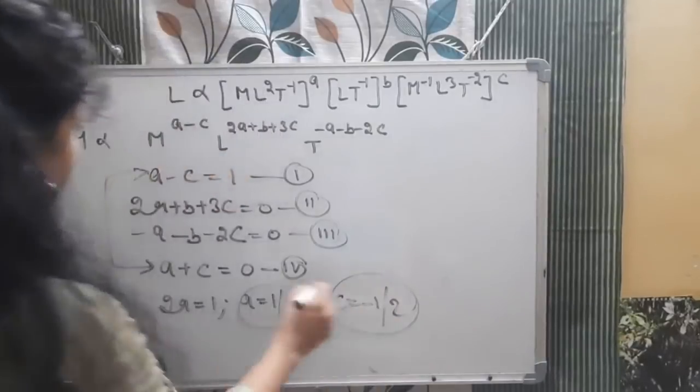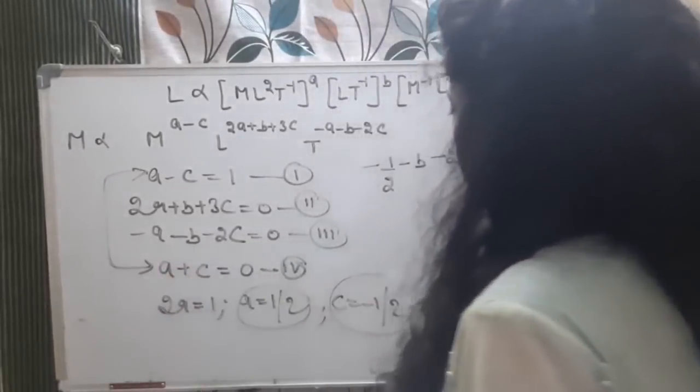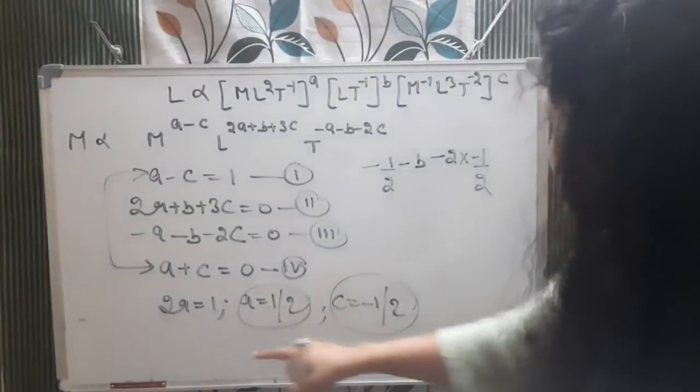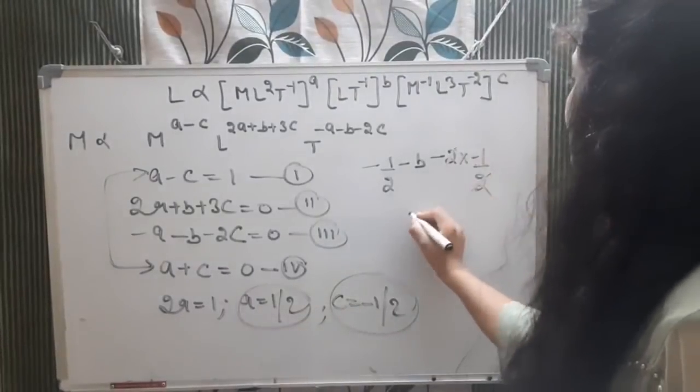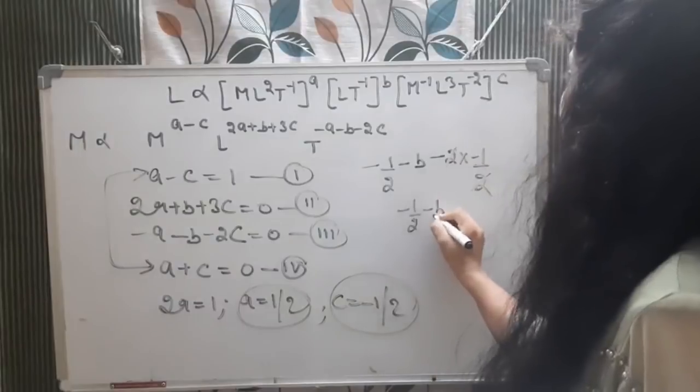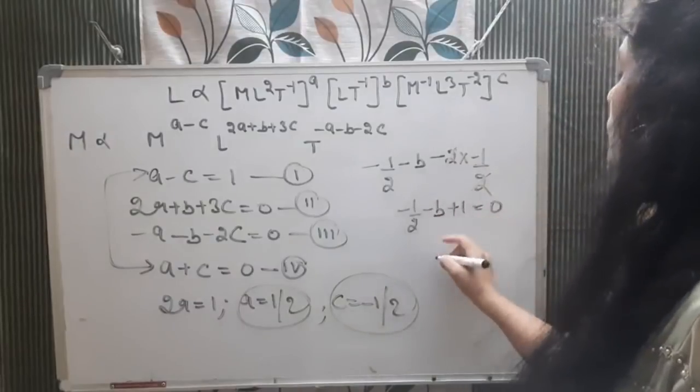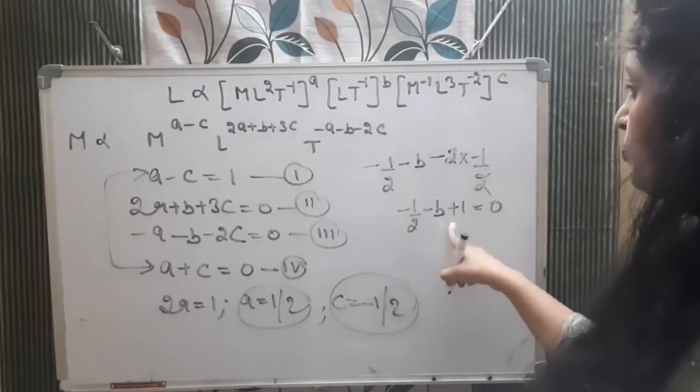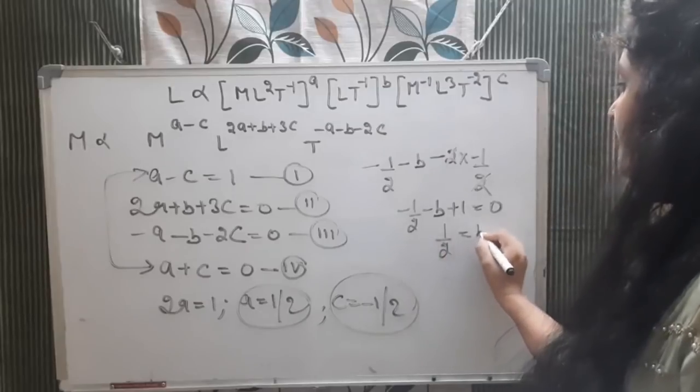Okay. And A and C now you know. Put the value here. Minus A, minus 1 by 2. Minus B. Calculate minus 2 into minus 1 by 2. This thing. Yes. So what will happen? This will be minus 1 by 2 minus B plus 1 is equal to 0. So what will happen? Minus 1 by 2 plus 1, B will be this, 1 by 2.